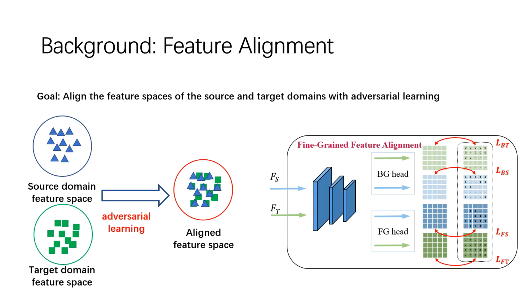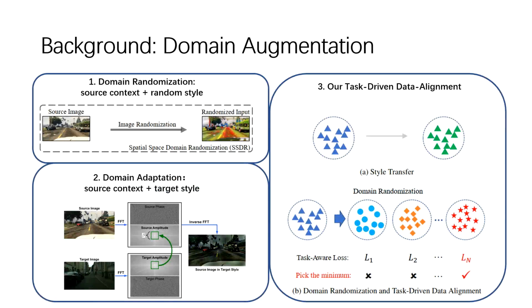Inspired by the success of using segmentation for crowd counting, we do fine-grained alignment for foreground and background separately. Moreover, to handle the unbalanced numbers of foreground and background pixels, the discriminator is applied on local patches instead of pixels. The second is to do domain augmentation.